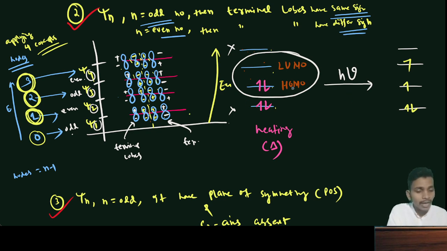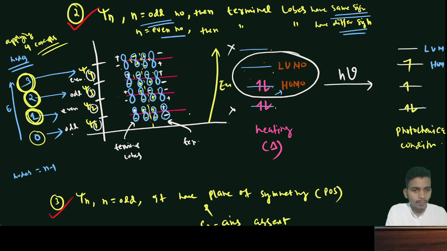HOMO means highest occupied. This is occupied, this is occupied, this is also occupied, but we need the highest, so this is going to be the HOMO. And LUMO is the lowest unoccupied. Only one is left unoccupied, and this is the lowest unoccupied one, so this is going to be the LUMO. Okay, so this is for photochemical conditions.